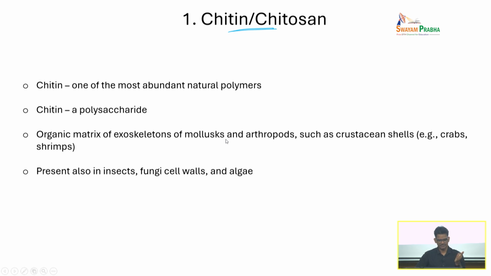other applications. Not only is it available from these crustacean animals, but you also find it in insects and fungi cell walls, and algae. But from the commercial production point of view, chitin is predominantly obtained from lobsters and crabs, even though it is possible to get it from insects, algae and fungi, but in very limited quantities.